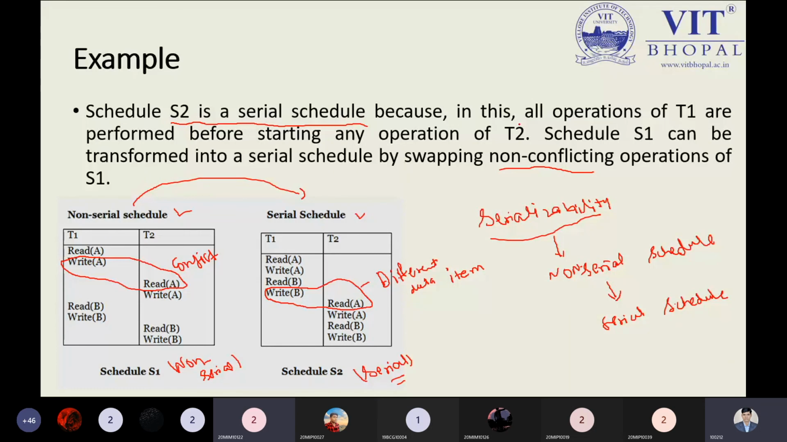Sir, in transaction T1, the read B and write B swap with the first instructions of T2, meaning read A and write A. Hmm. Okay, then anyone? Okay, you are on the right track. Anyone who has a different idea, because you are on the right track.